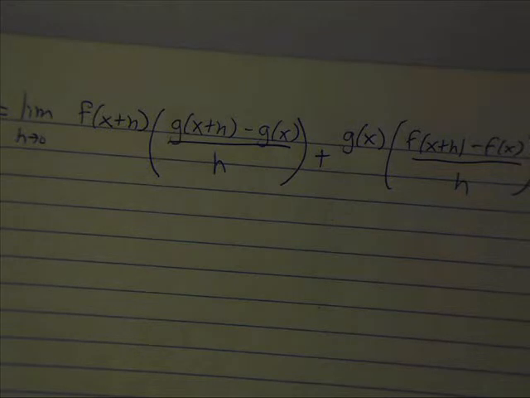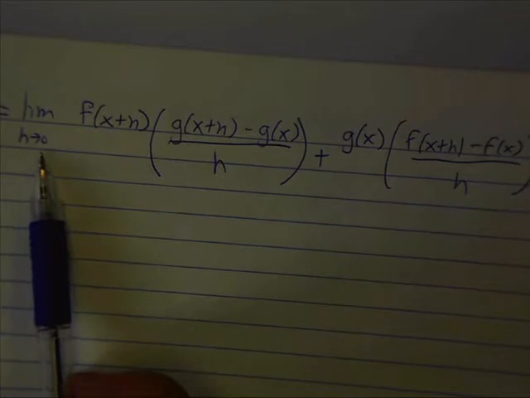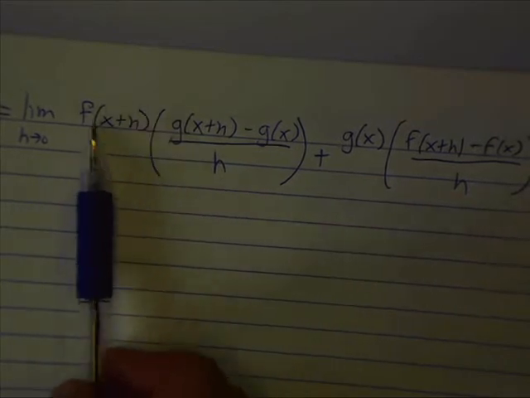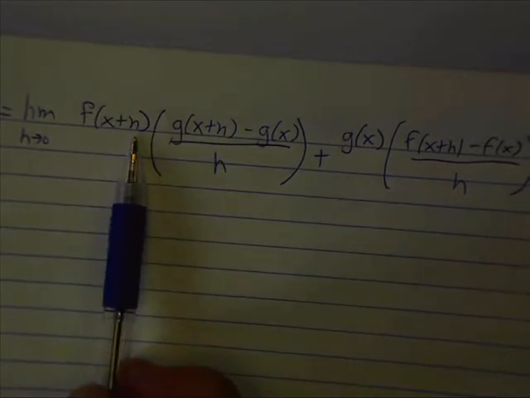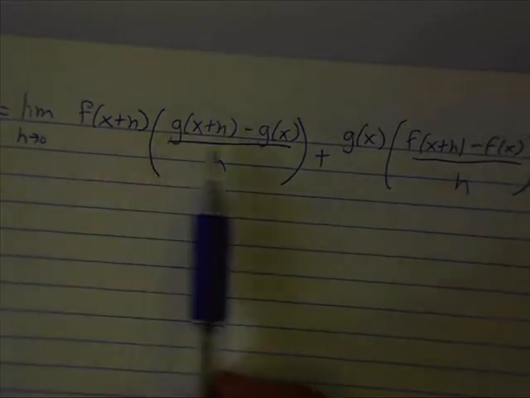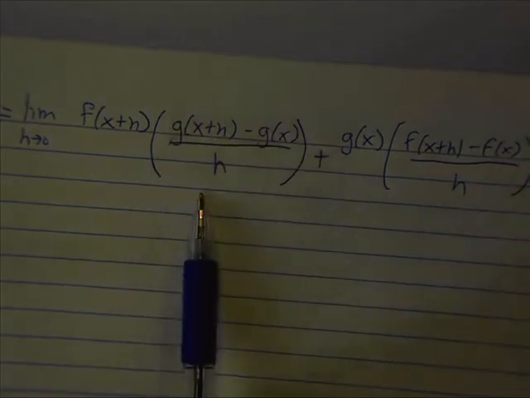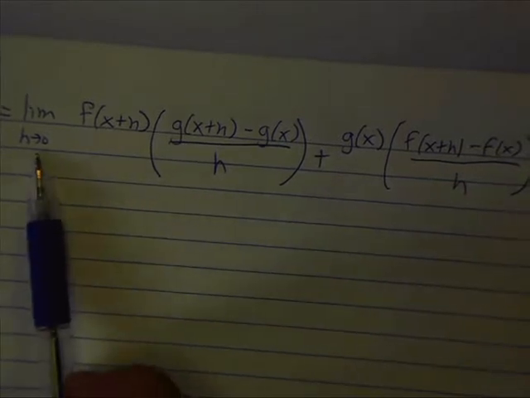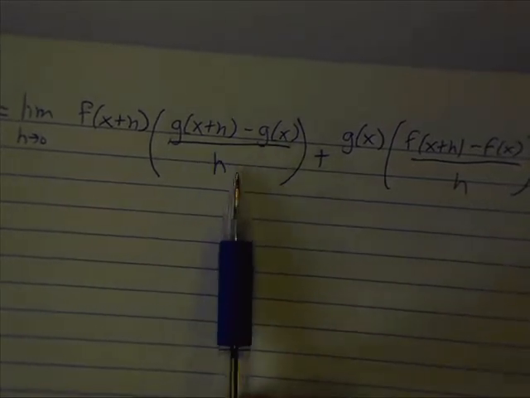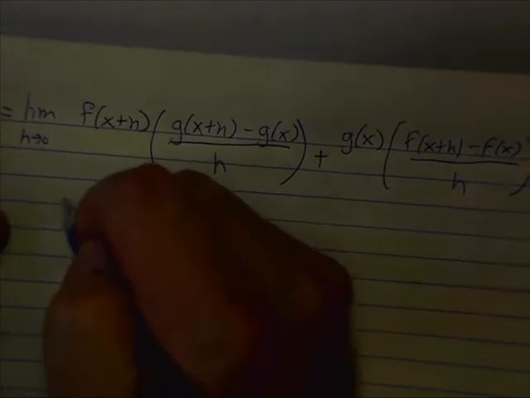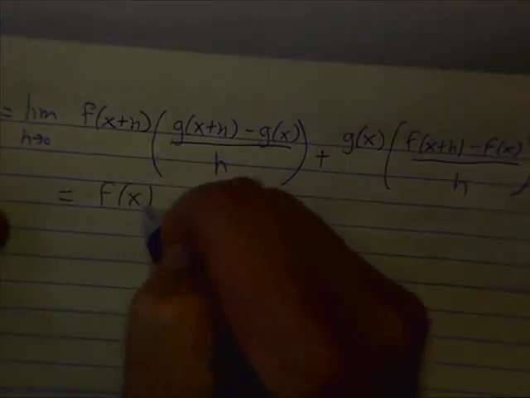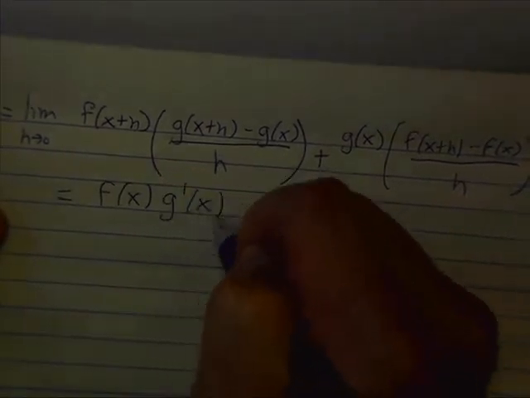All right. We're almost done. In fact, this is our last step. When h goes to 0, what's f of x plus h? Can you plug 0 into that? Yeah, and you get f of x. So there's f of x. When h goes to 0, what's this thing? By definition, that's the derivative of g, isn't it? The derivative of g is the limit as h goes to 0, g of x plus h minus g of x all over h. So we have the first two pieces become f of x, g prime of x.